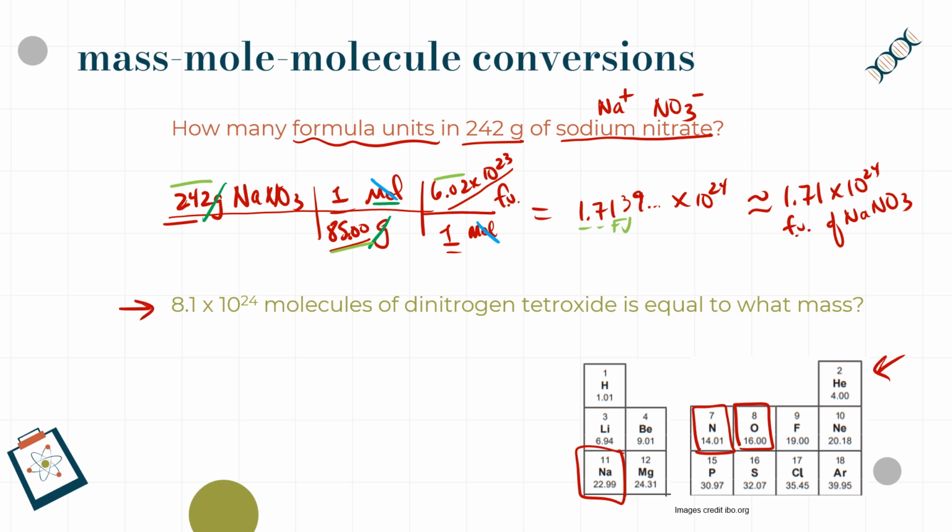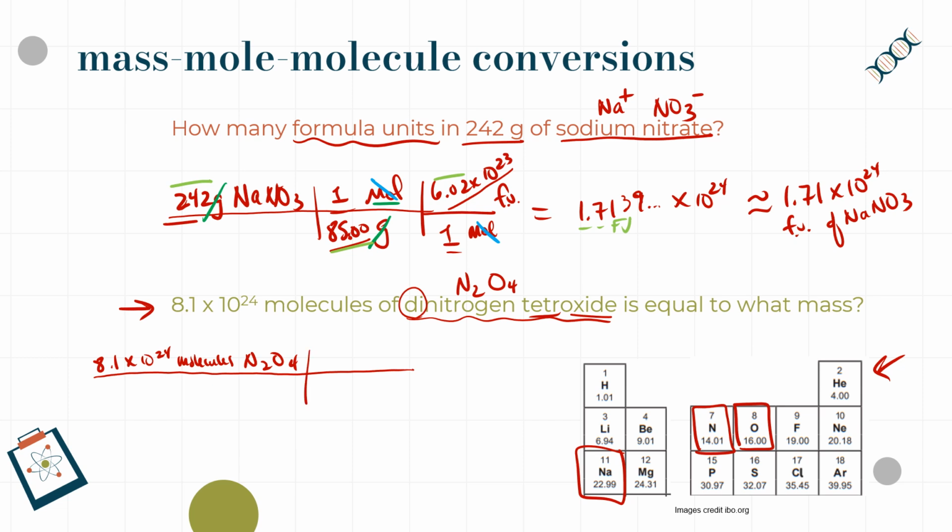Last practice problem, 8.1 times 10 to the 24th molecules of dinitrogen tetroxide is equal to what mass? Let's turn our words into a formula. Dinitrogen tetroxide, nitrogen, we've got 2 of them. Oxygen, we've got 4 of them. So I have 8.1 times 10 to the 24th molecules of N2O4.